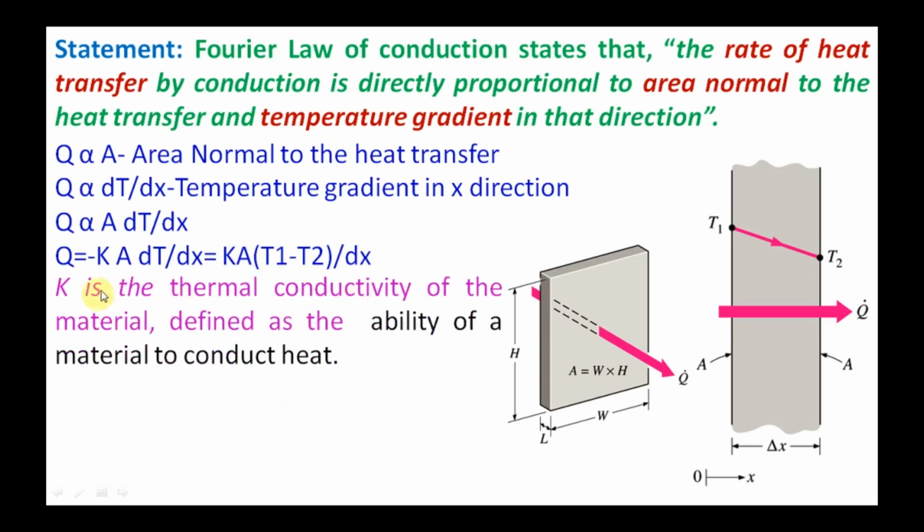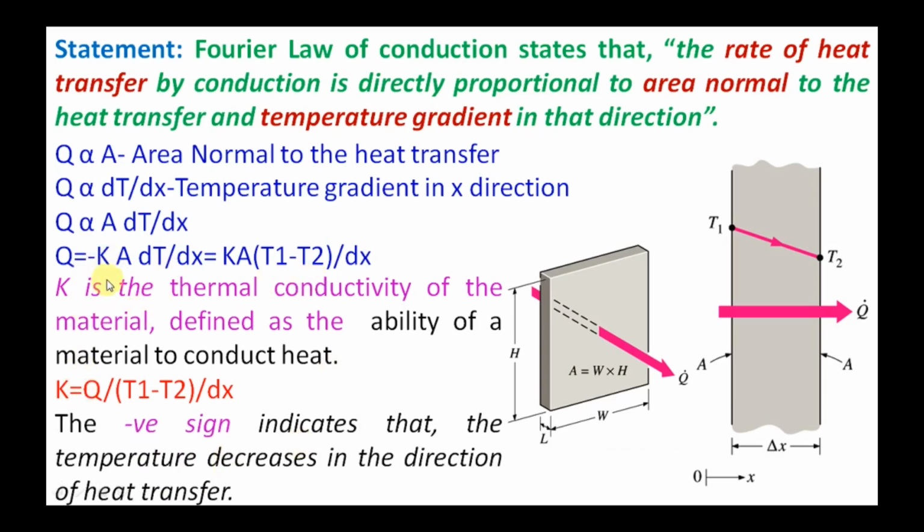Here K, the proportionality constant we have taken, is the thermal conductivity of the material, and that is defined as the ability of the material to conduct heat. Every material has its own ability to conduct heat, and we call that the thermal conductivity. If you know the heat transfer and the temperature gradient, we can determine the thermal conductivity. Usually the thermal conductivity is used to determine the rate of heat transfer.